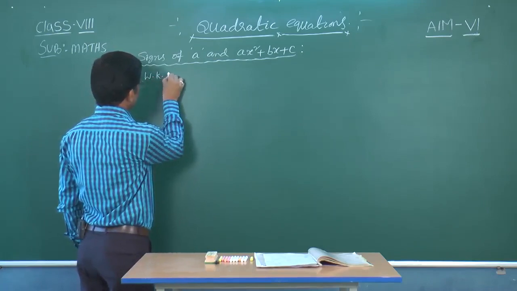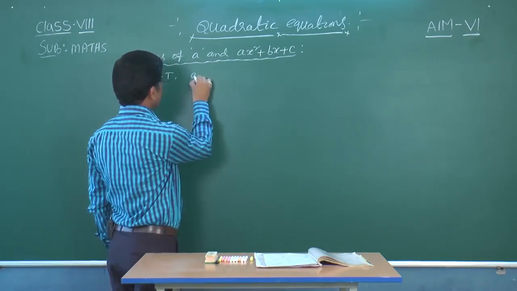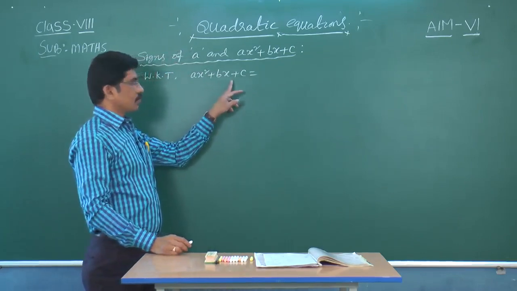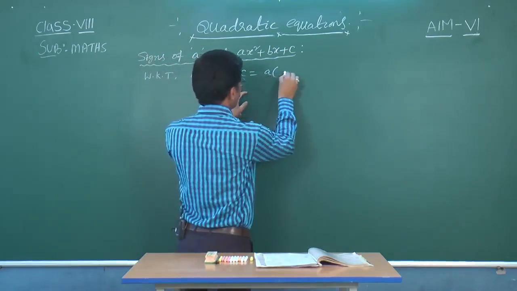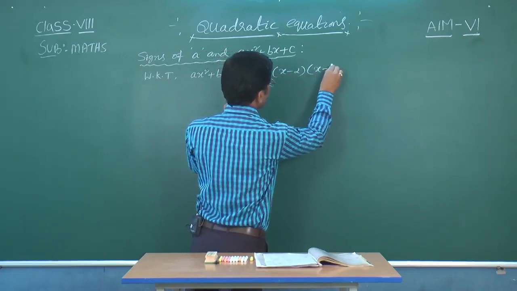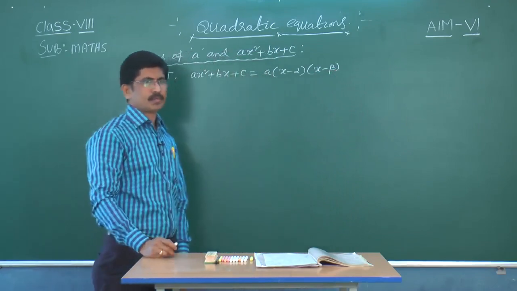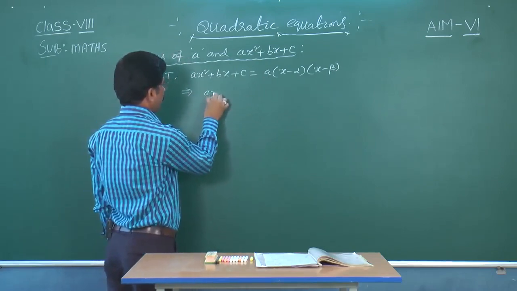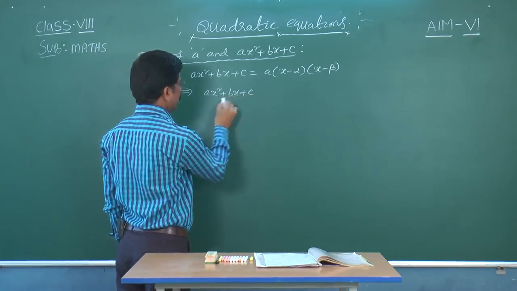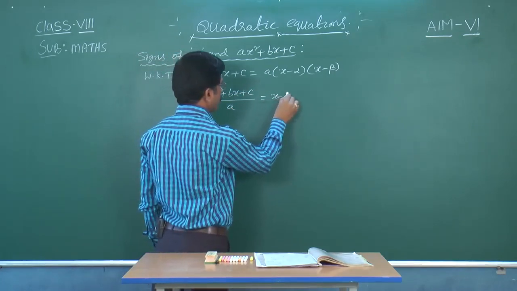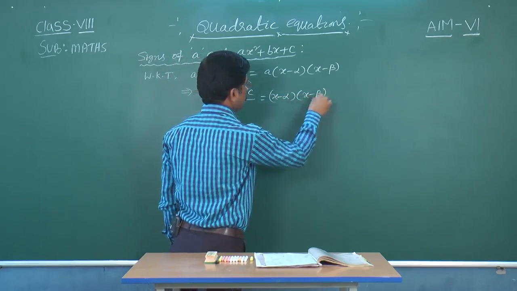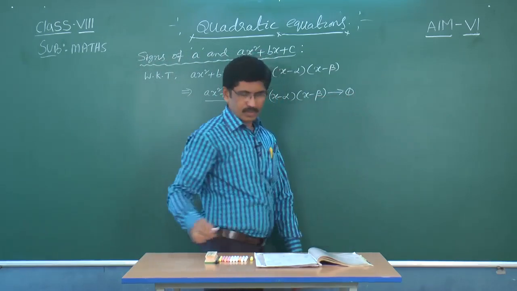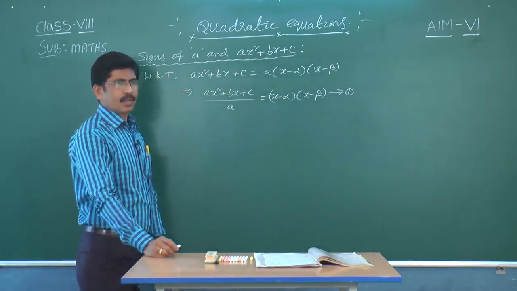We know that ax square plus bx plus c can be written as a into x minus alpha into x minus beta. Transposition of multiplication is division. Then ax square plus bx plus c by a is equal to x minus alpha into x minus beta. It is equation 1.